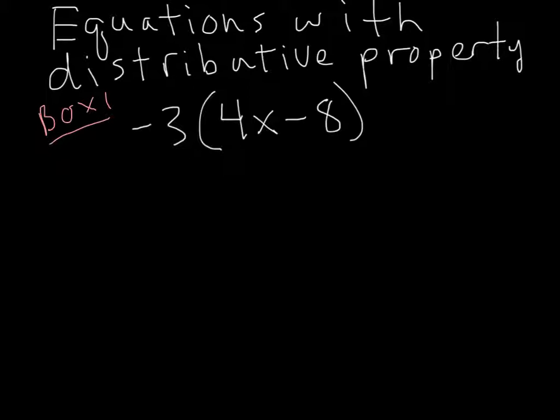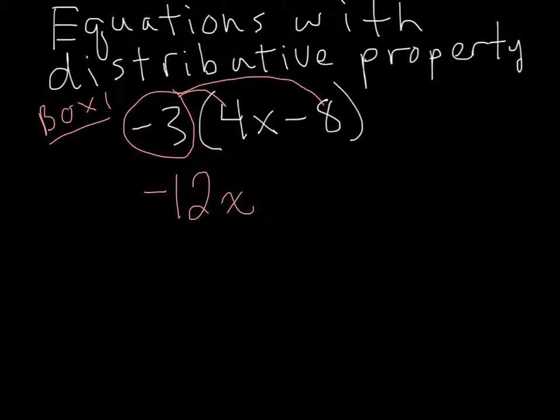copy down this expression, negative 3 times 4x minus 8. And we're going to use distributive property first just to review distributive property. Remember, distributive property is when you take the number outside the parentheses and you're going to multiply it by both things inside the parentheses. So I'm going to multiply negative 3 times 4 and get negative 12x.